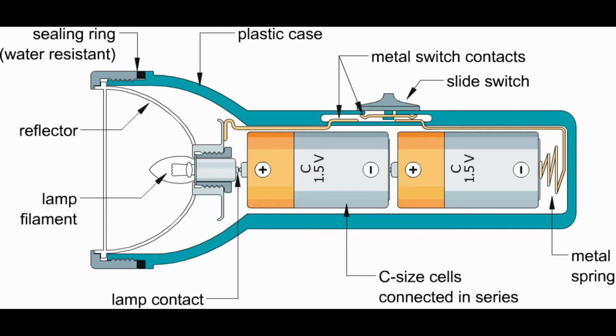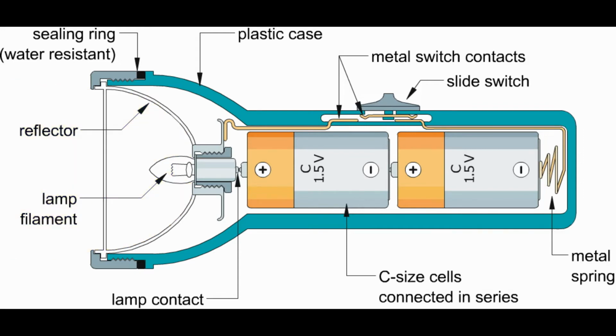In a torch, we know that the cells provide flow of charges. We have also seen that the torch gives light only when its switch is on. What does a switch do? A switch makes a conducting link, a conducting path, between the cell and the bulb.